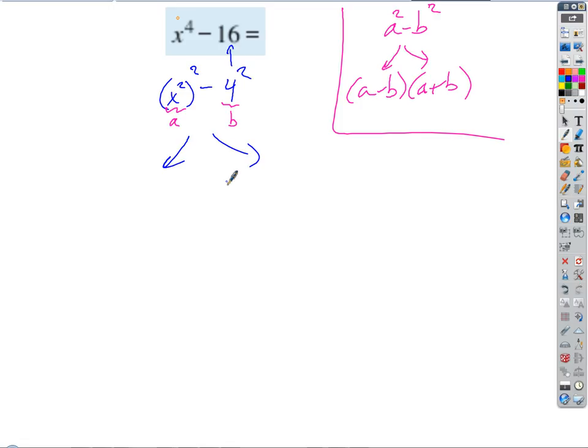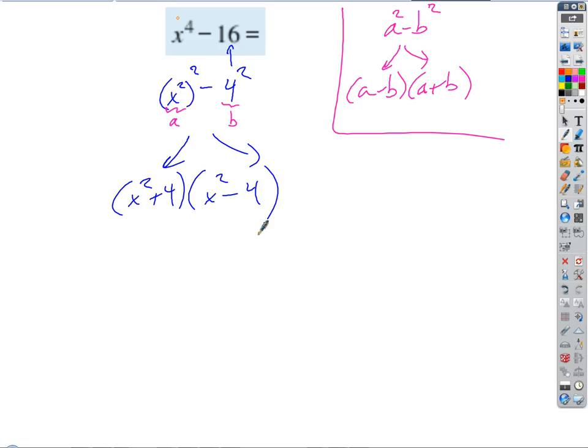Who am I calling on? Ellie, what do you think? If I use that same pattern, I've got x squared minus 4 squared. What's that going to break into? x squared plus 4, right? Because that's what's being squared: x squared times x squared. Already got the plus 4. Oh, minus 4, okay. Good. So that's good. We broke it apart.